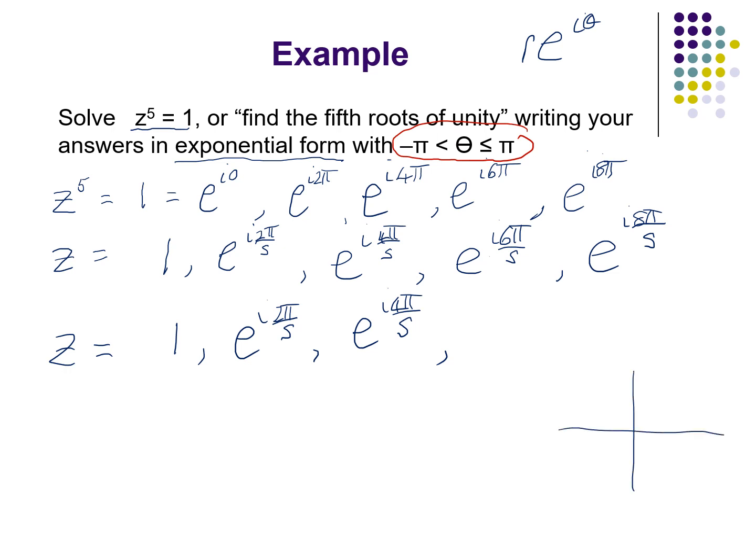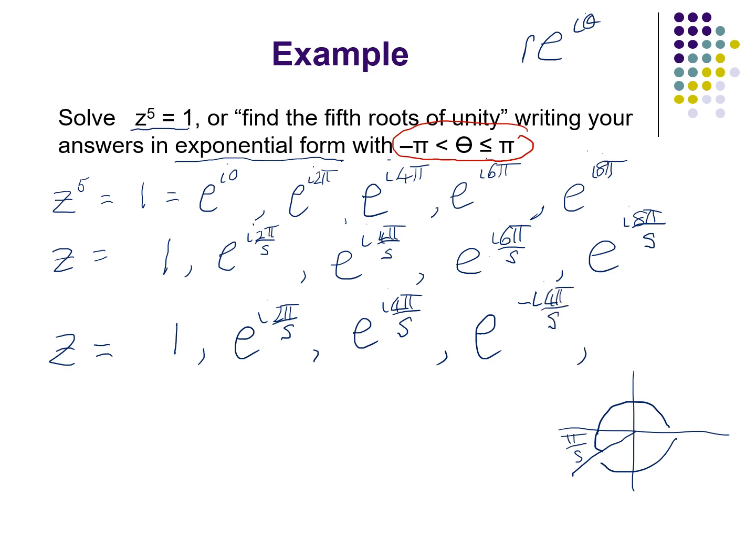But if you think about 6 pi by 5, that's going to be round here, isn't it? So that's pi, and that's an extra pi by 5. So with that convention, reading it round here, that's going to be e to the minus 4 pi by 5.